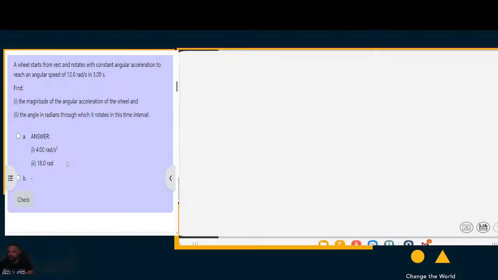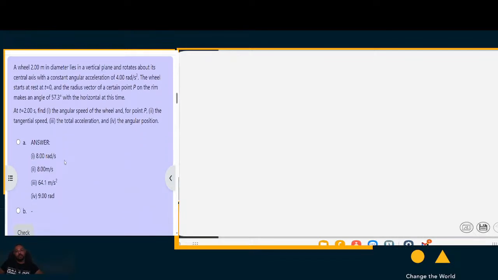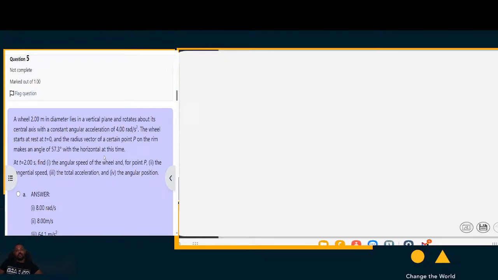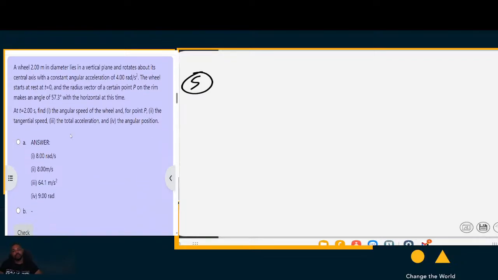Let me just check. It has various parts to it. Also on rotation about a fixed axis, this will be wheels. They are rotating about a fixed axis.